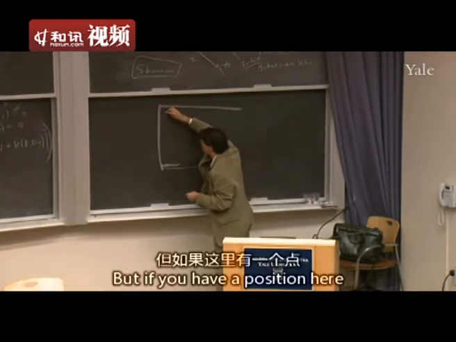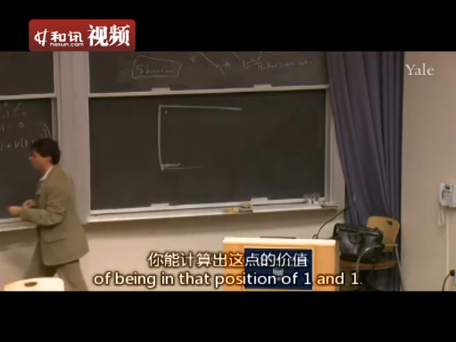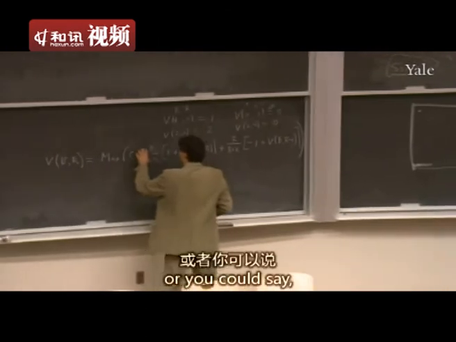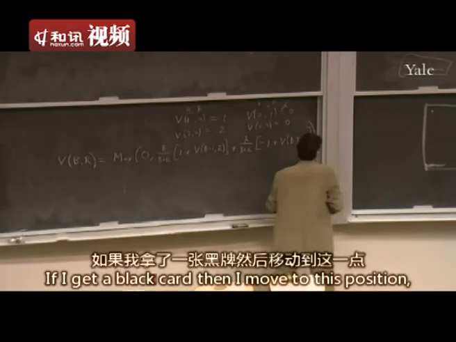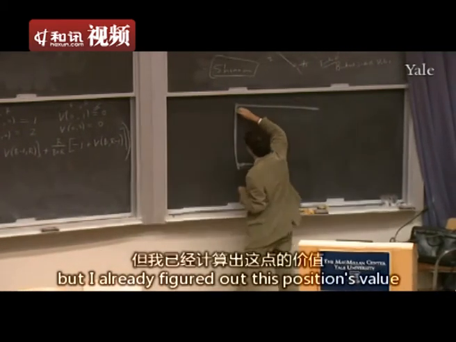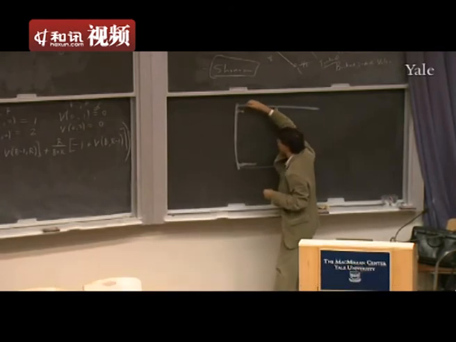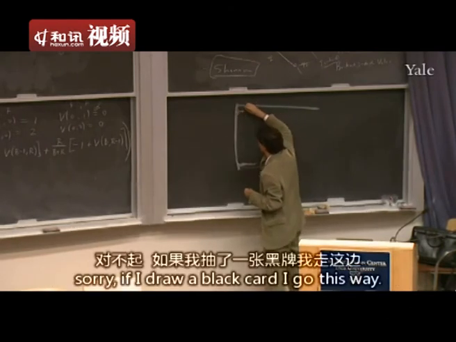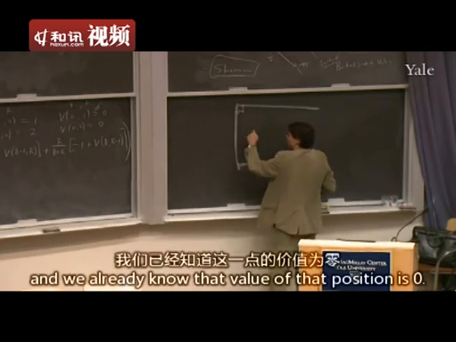But if you have a position here, you can figure out what the value is of being in that position of 1 and 1. You could quit and be 0, or you could say, what are my chances of getting a black card and winning $1? If I get a black card, then I move to this position. But I already figured out this position's value because I'm doing backward induction, right? If I draw a black card, I go this way. It's got one less black card. And we already know that value of that position is 0.